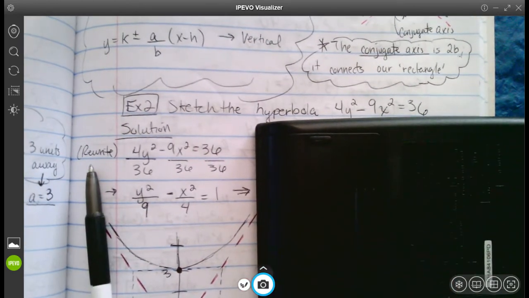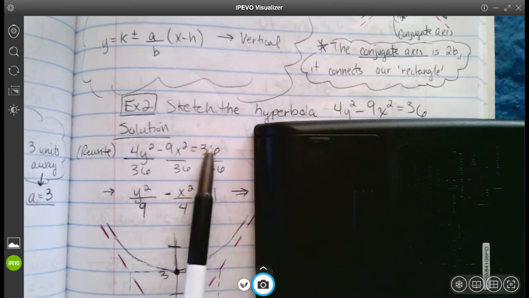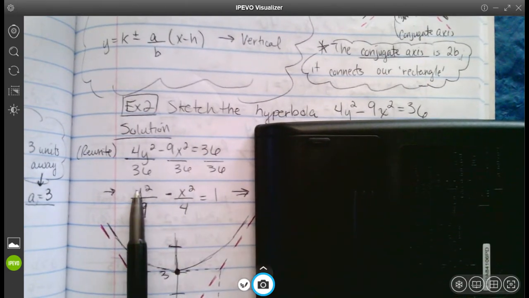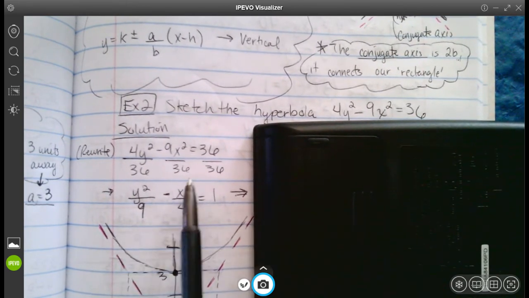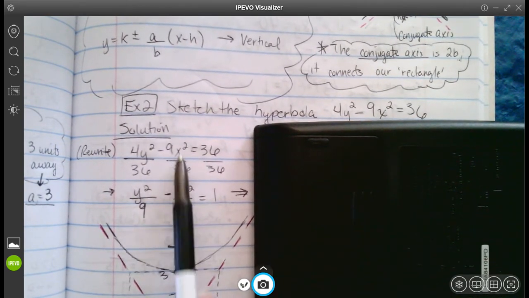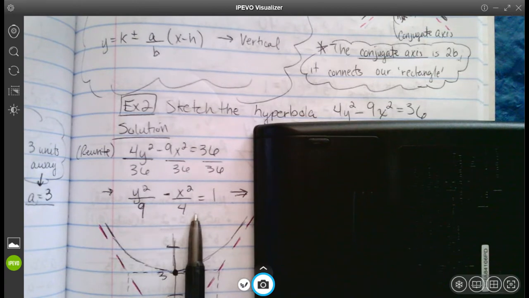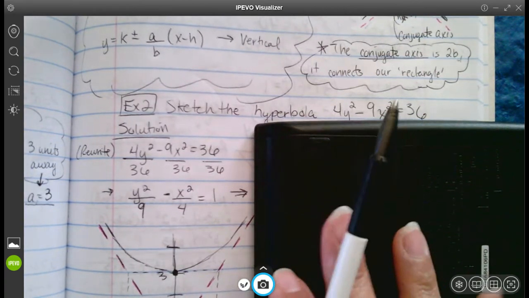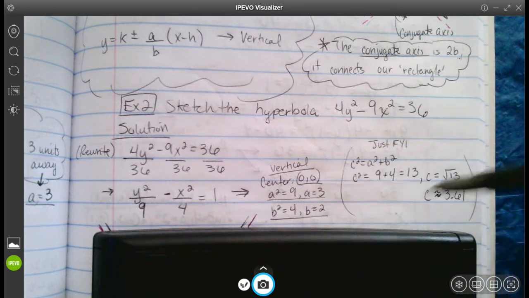You'll notice right here on the rewrite, I divided everything by 36 because I want this to equal 1. That gave me y squared over 9, because 4 over 36 is 1 over 9, and x squared over 4, because again 9 over 36 simplifies to 1/4. So we're left with this right here, and from here, I have a lot of information. Let me explain this part.